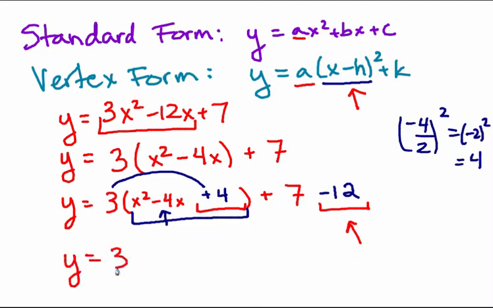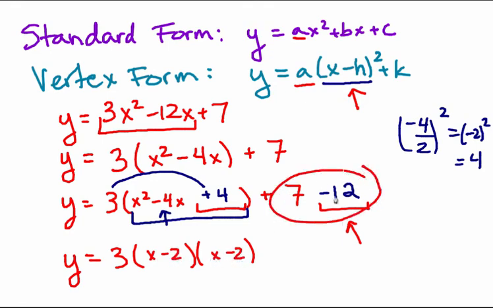Now that we have a perfect square trinomial, we can say that x squared minus 4x plus 4 is really x minus 2 times x minus 2. And these two constant terms here, plus 7 and minus 12, I can combine to minus 5. So finally I can write this as y equals 3 times the quantity x minus 2 squared minus 5.